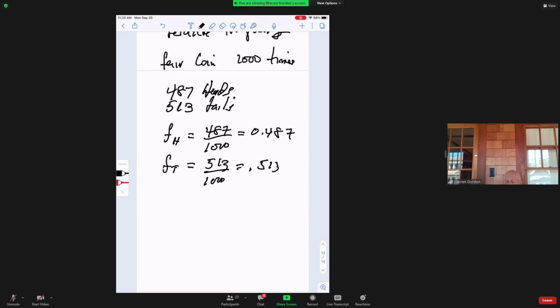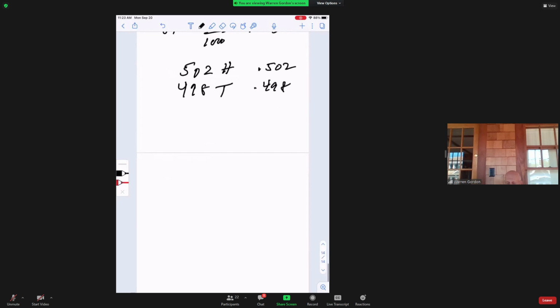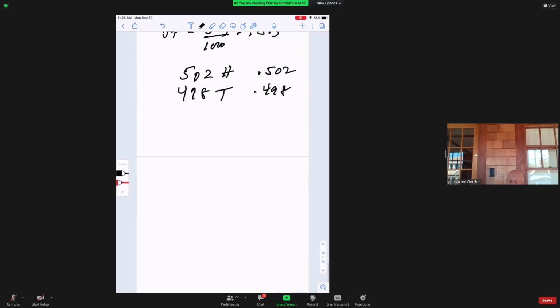Now, somebody else might do this, and they might get, for example, 502 heads and 498 tails. So their relative frequencies would be 0.502 and 0.498. Somebody else may get something else. But notice a couple of things.